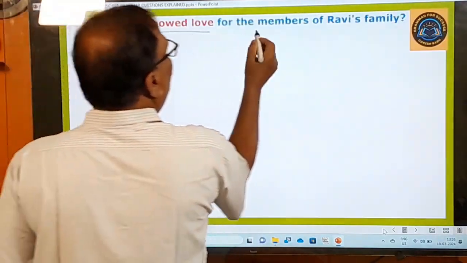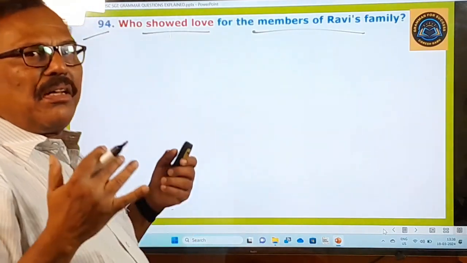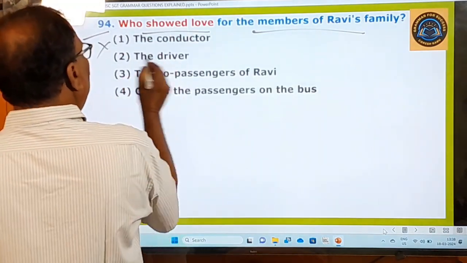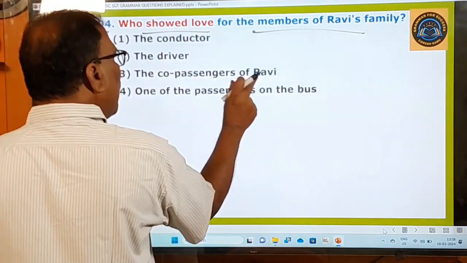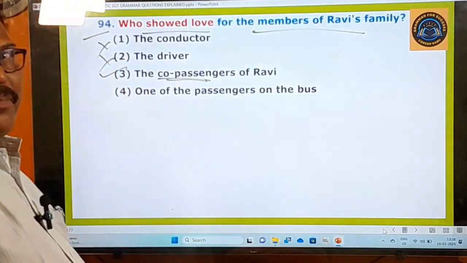94th one. Who showed love for the members of Ravi's family? Who showed love for Ravi's family means who? Let us look at the conductor, no. The driver, no. The co-passengers of Ravi. They showed love for the members of Ravi's family.